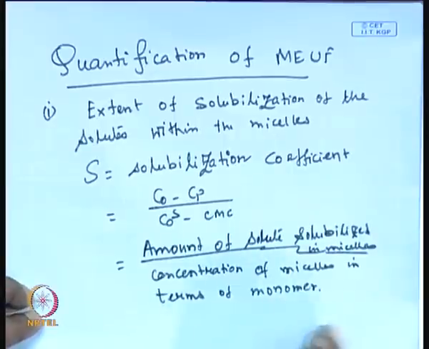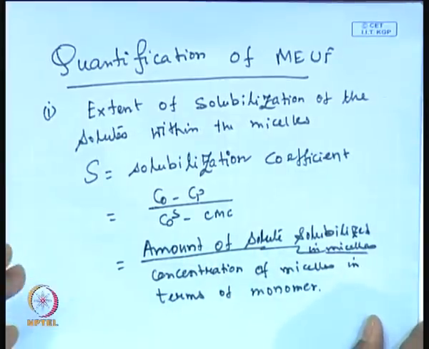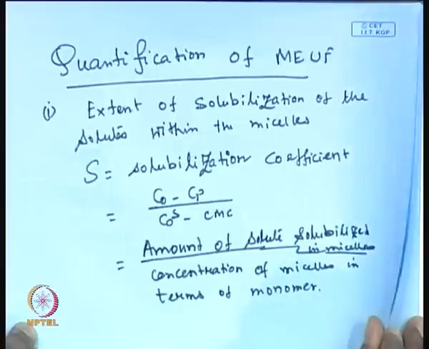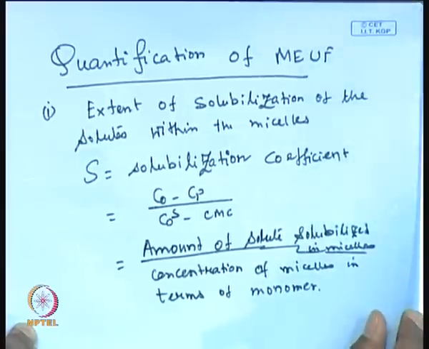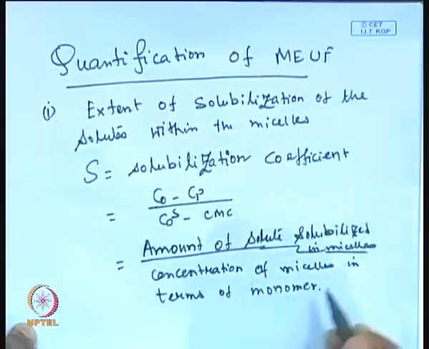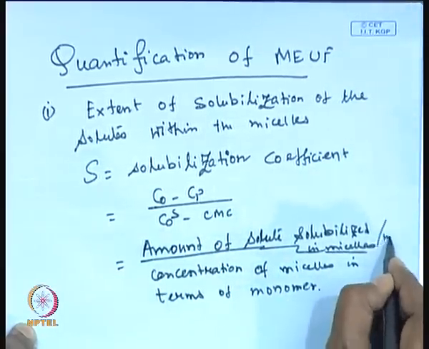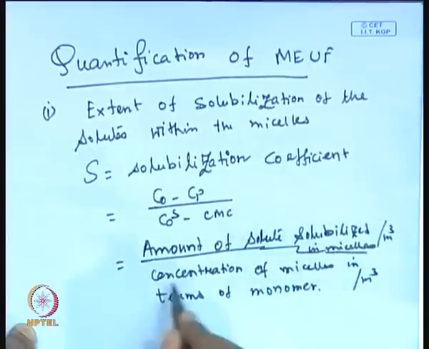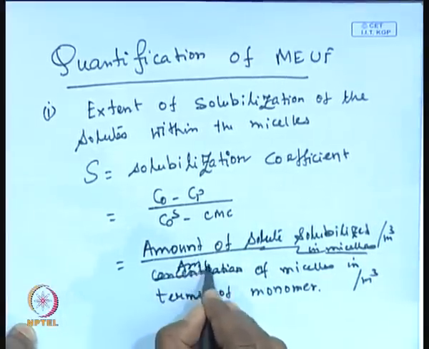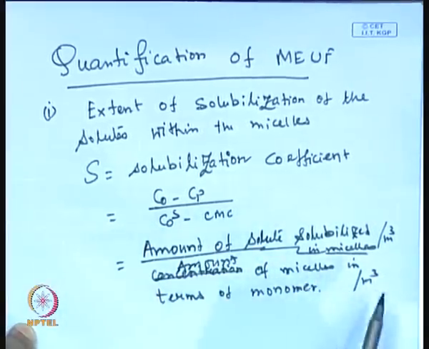Okay, so, S is the solubilization coefficient. It gives the ratio of the amount of solute that is solubilized within the micelle to the concentration of micelles in terms of monomer. Okay, it is not concentration. If you do it per unit meter cube, in both the cases it becomes an amount. So, the amount of solute solubilized per unit meter cube divided by the amount of micelles in terms of monomer per unit meter cube, so it becomes concentration effectively.